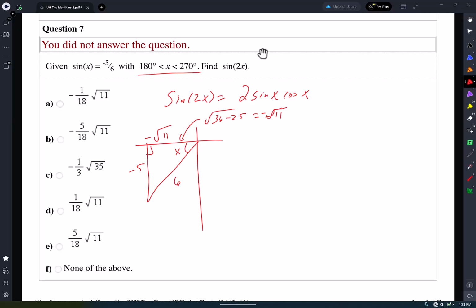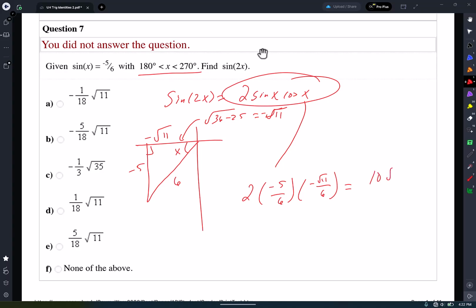We're still okay? All right, here we go. 2 sine x cosine x. Sine x is negative 5 over 6. Cosine x is negative square root of 11 over 6. Negative times a negative is a positive. So 10 square root of 11 over 36. 10 is even, 36 is even. 5 square root of 11 over 18.